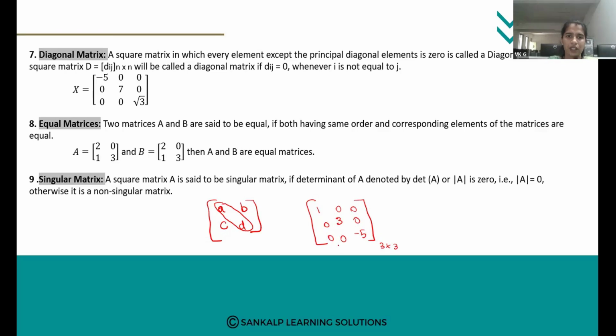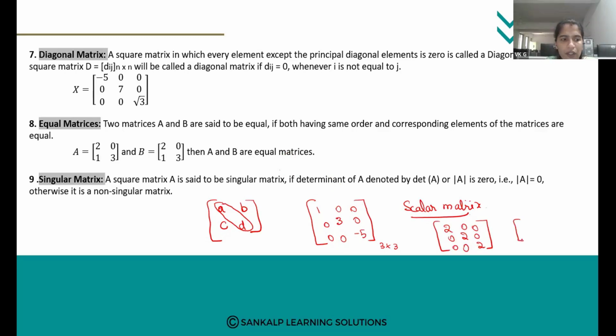Clear, no? Next, a special type of diagonal matrix, nothing but the scalar matrix. A scalar matrix is a diagonal matrix in which all the diagonal entries are equal. I'll consider the diagonal entries as 2, and 0 on the non-diagonal. This is a scalar matrix of order 3 by 3.